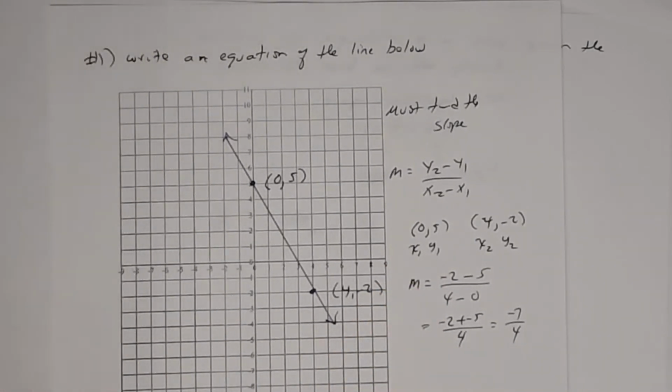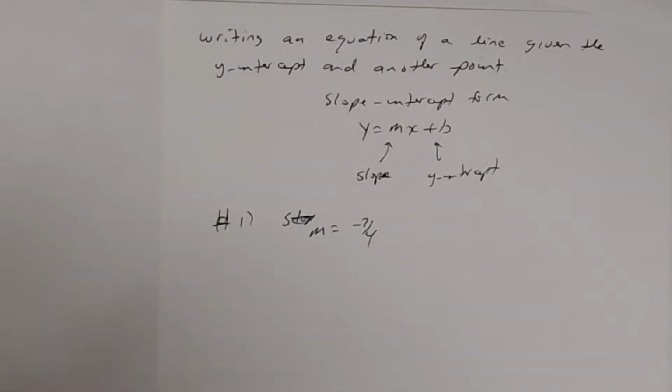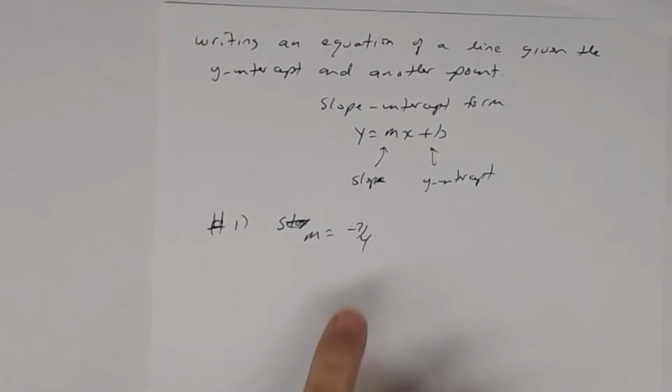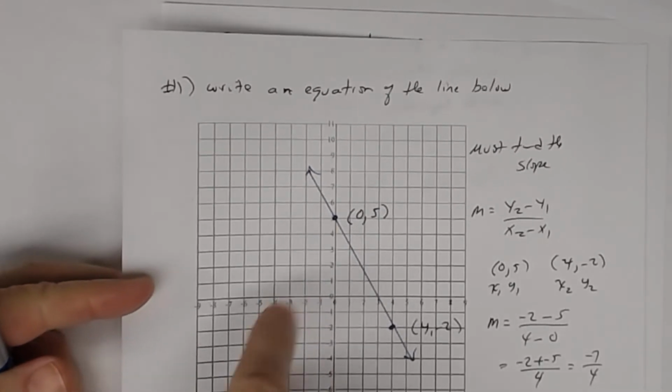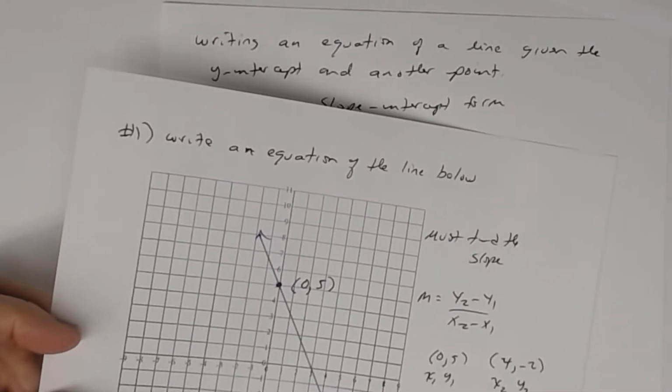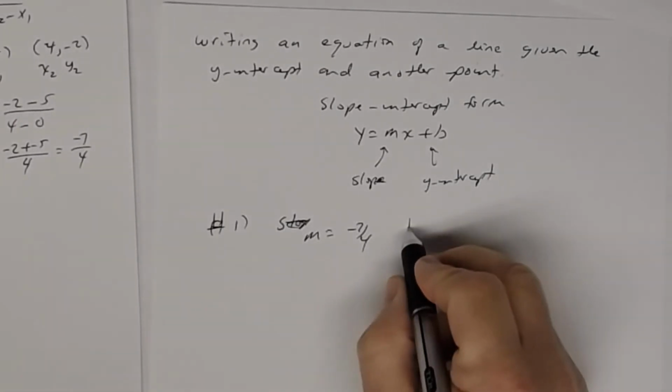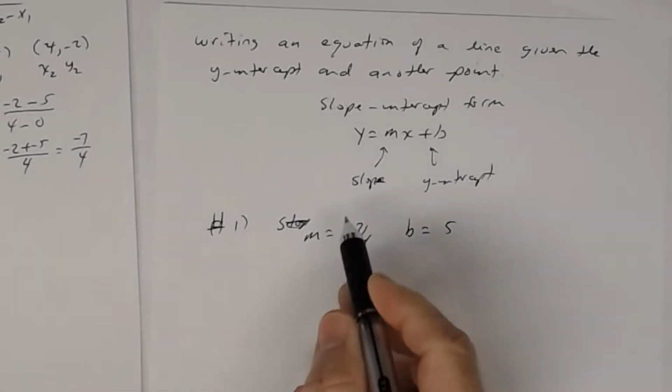All right, now once you find the slope, though, watch how simple this is. Once you find the slope, which is negative 7/4, and I know the y-intercept, right? The y-intercept, remember, the y-intercept is 5, so let's go ahead and write that. So the slope is negative 7/4, b is 5, and you just substitute.